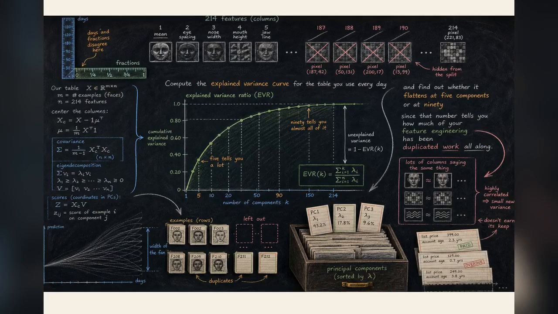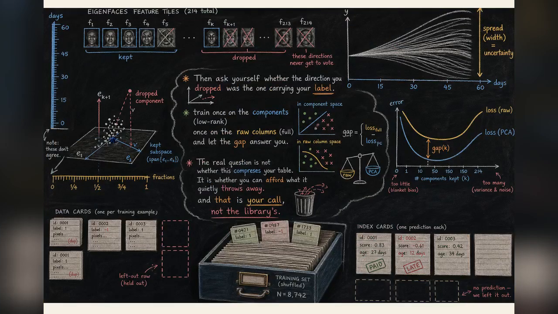Two things worth your time before your next model. Compute the explained variance curve for the table you use every day, and find out whether it flattens at 5 components or at 90, since that number tells you how much of your feature engineering has been duplicated work all along. Then ask yourself whether the direction you dropped was the one carrying your label. Train once on the components, once on the raw columns, and let the gap answer you. The real question is not whether this compresses your table. It is whether you can afford what it quietly throws away, and that is your call, not the library's.